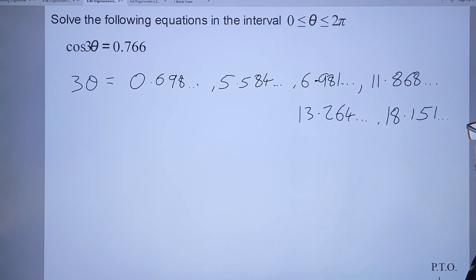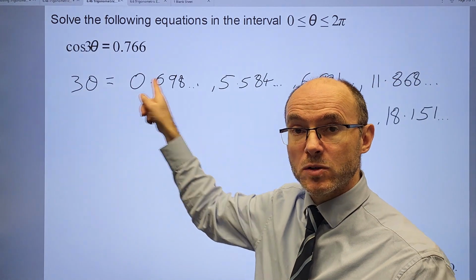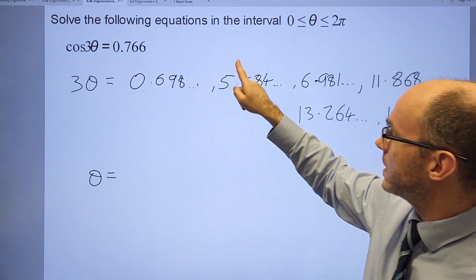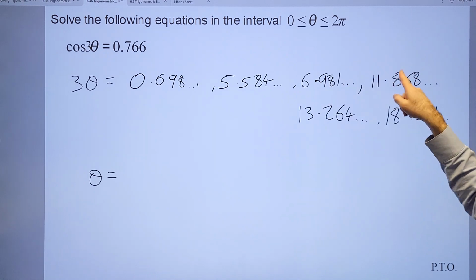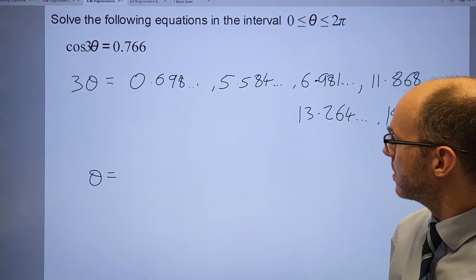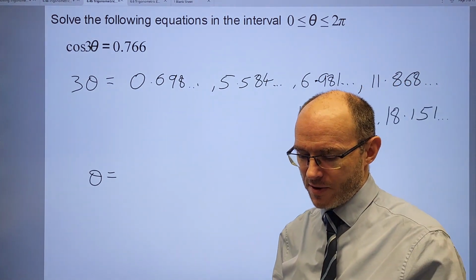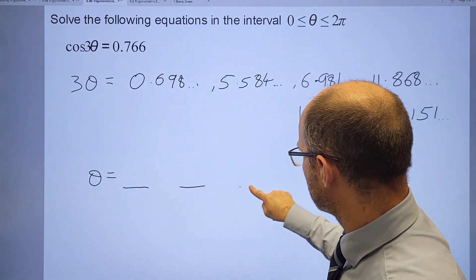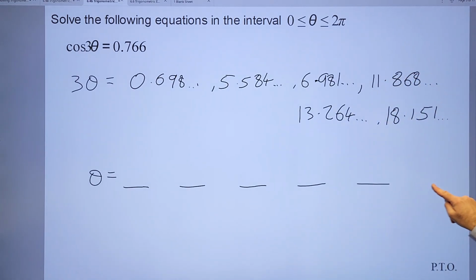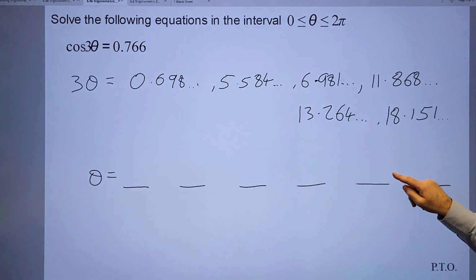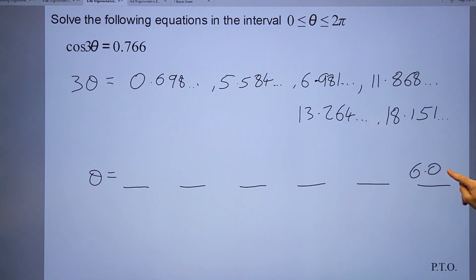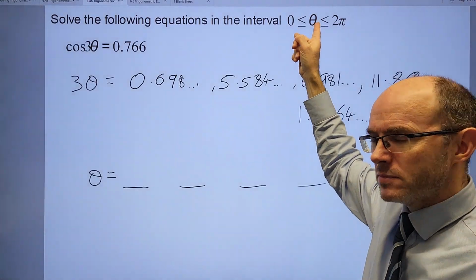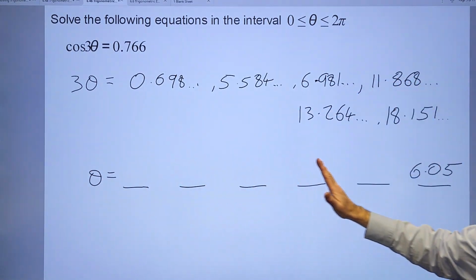Final step is divide everything by 3, because remember 3 theta is equal to all of these. So theta equals that divided by 3, that divided by 3, that divided by 3, that, all of these divided by 3. Okay, well, let's take the last one. Okay, I'm going to divide the last one by 3. So I've got 6 answers. 1, 2, 3, 4, 5, 6. This last answer here, that divided by 3, is 6.05. And 2 pi is about 6.28. So you can see how all of these answers are going to be within that domain.